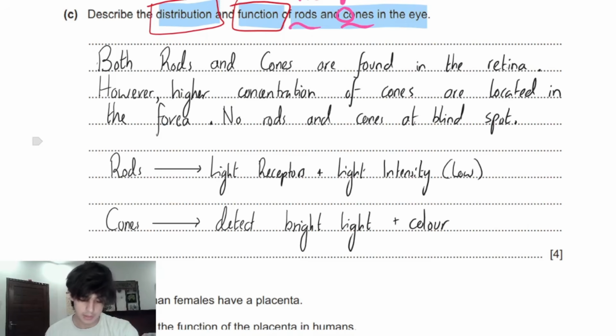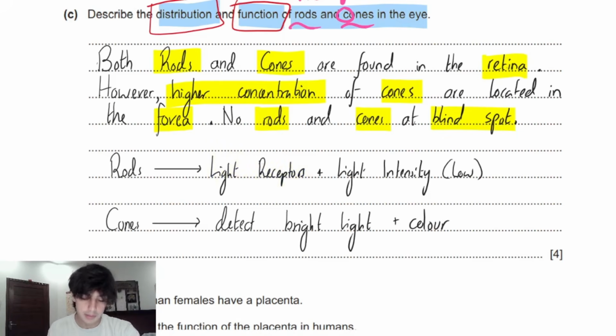So over here, we're going to see that the answer is going to be that both of the rods and the cones are located in the retina, and there's going to be higher concentrations of cones in the fovea, whereas no rods, no cones are in the blind spot. These are all keywords. You got to mention this or you're not getting the mark. You can't just write there's no rods and cones at the invisible spot. Please write down blind spot.